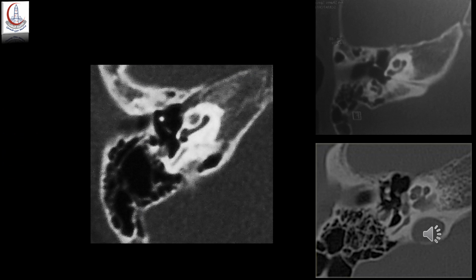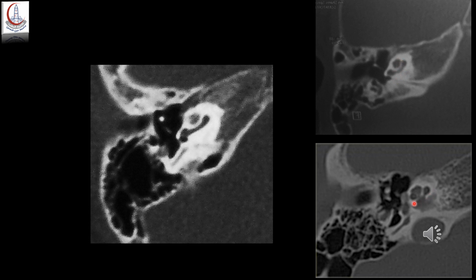Because of the variability of the size and orientation of the cochlea in different patients, we have to look at the cochlea at different cut levels to ascertain the presence and the configuration of the normal cochlear turns. This is the basal turn of the cochlea, this is the middle turn, and this is the apical turn. We can have a look at this cochlea as well to see that we have a basal turn, a middle turn, and an apical turn.